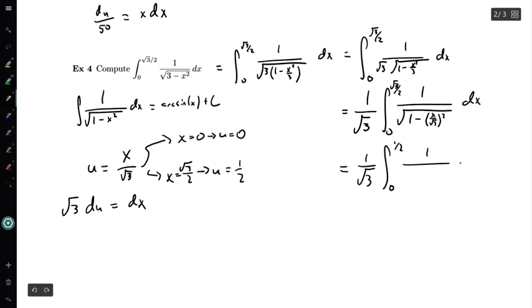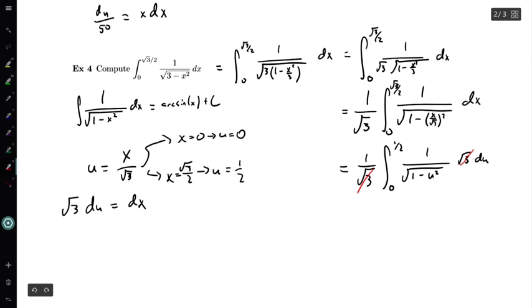I have 1 over square root of 1 minus, I've let x over root 3, that is what I've designed to be u, so this is u squared. dx, we just said, was root 3 du. And now we notice that this root 3 is actually going to cancel out with the 1 over root 3 that we had earlier.